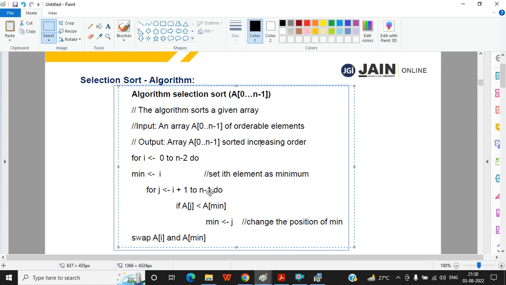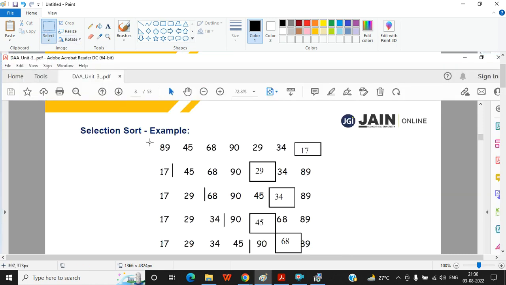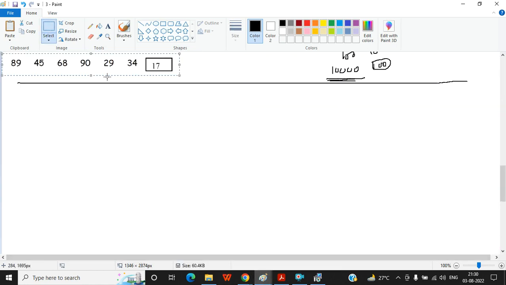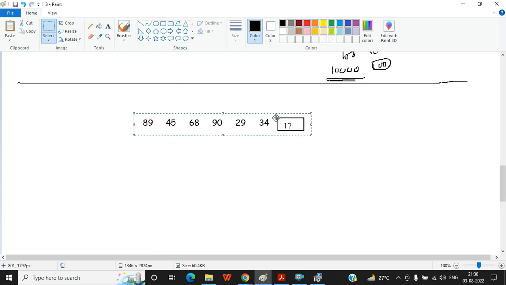Suppose we are taking the same array. The pattern of bubble sort is different from selection sort. As far as efficiency is concerned, both sorting algorithms have the same efficiency. You can use bubble sort or selection sort. Both will work the same for you.